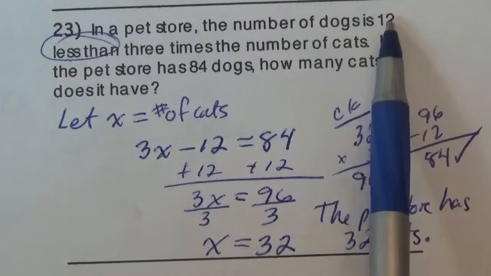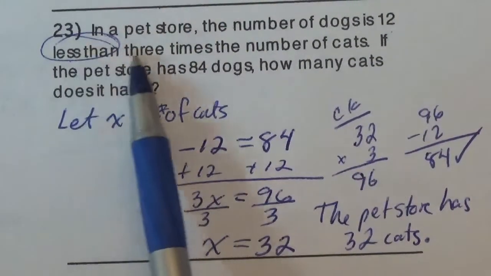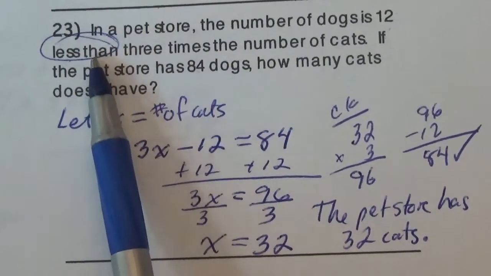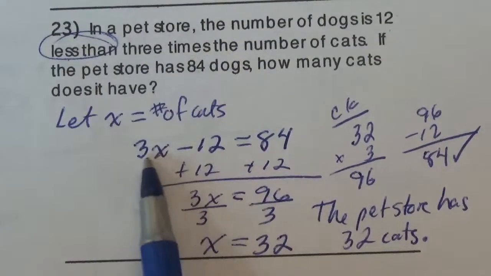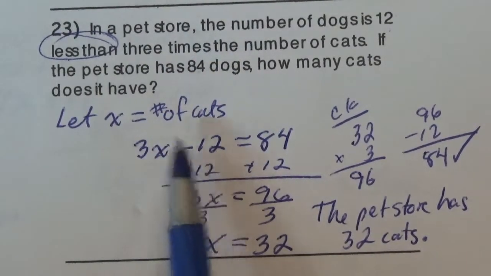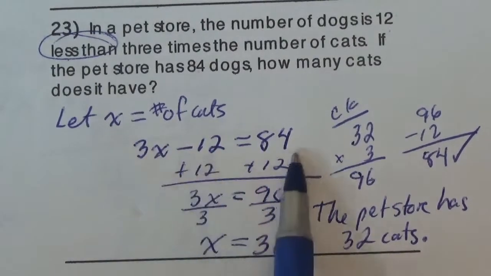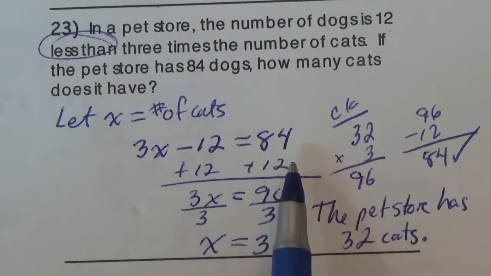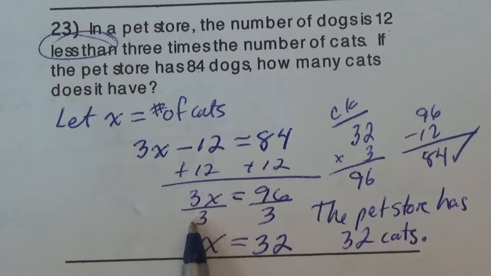And then I went back to the words to make my equation. So 12 less than 3 times the number. Whenever you have that less than, it can be a little tricky. So you really have to do 3 times the number and then subtract 12, right? That would be 12 less, subtracting the 12. So here's my equation. 3x minus 12 has to equal the 84. And then I just solved that like normal. I added the 12, divided by 3.